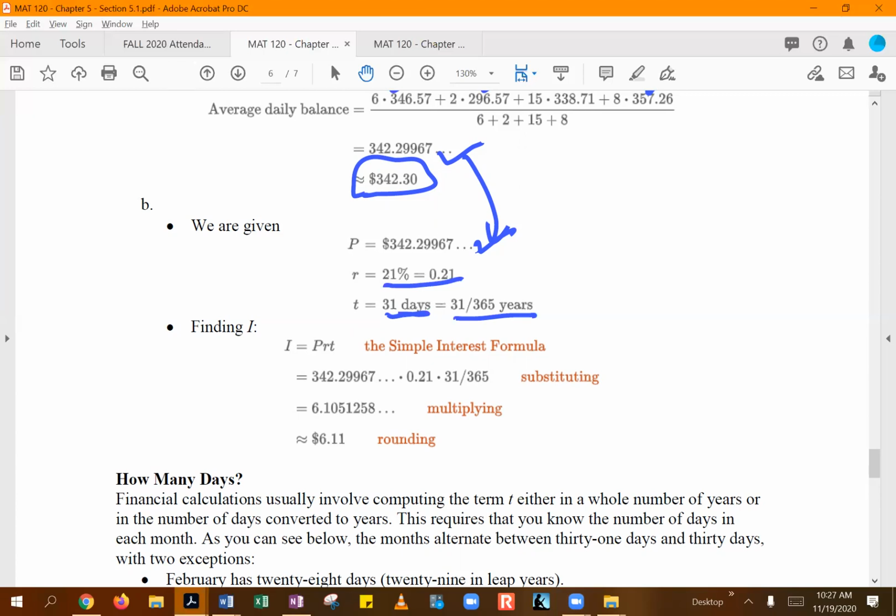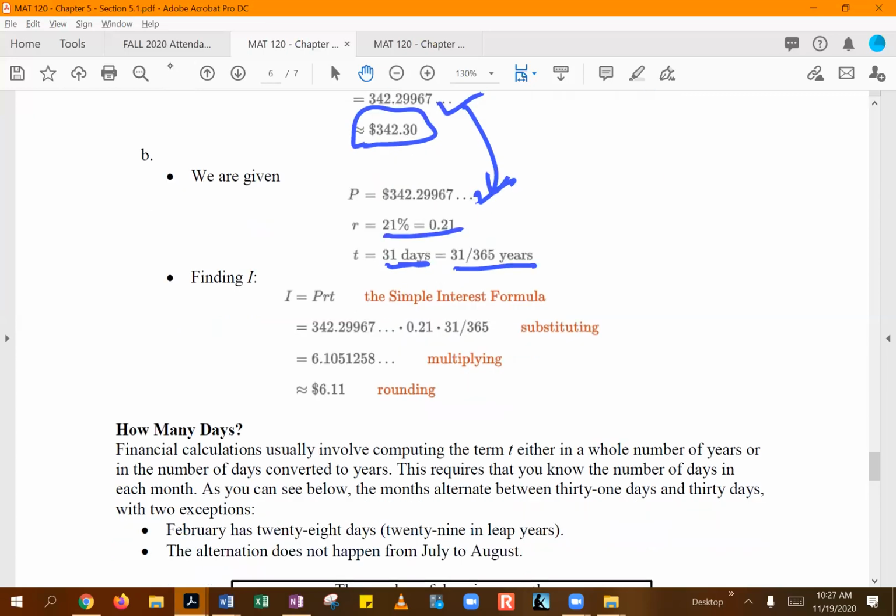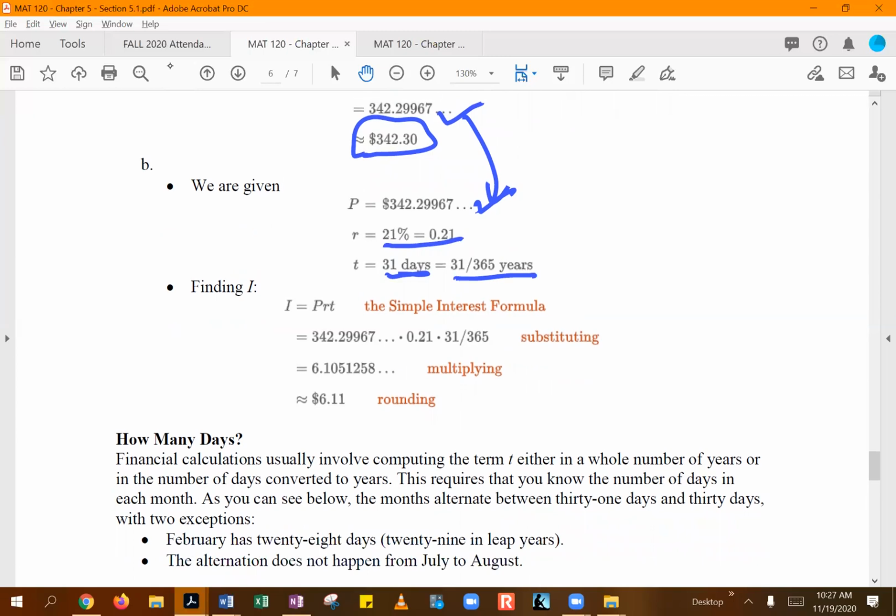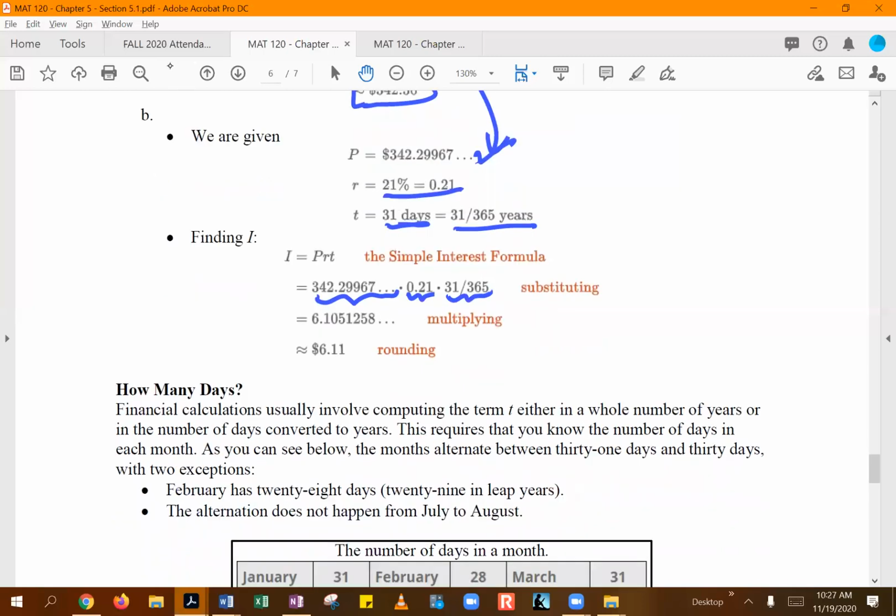And so, again, remember, anytime you're using these interest formulas, your time has to be changed into years. So 31 days divided by 365 days converts it into years. So just plug those numbers into your formula. You can see here is our average daily balance, our rate of interest, and our time. Multiply those all together, and that shows us that we are going to end up paying a finance charge of $6.11. And, again, this is a rounded answer.